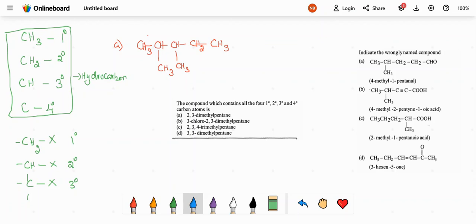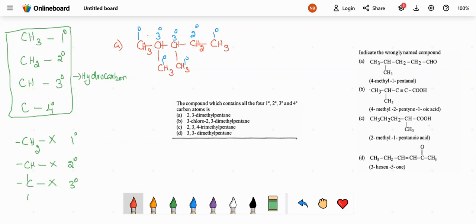Here I am going to give the primary, secondary, tertiary. CH3 will be primary, and then this will be tertiary, and this will also be tertiary. This will be secondary, and this is primary, primary, primary. So quaternary is missing in option A.